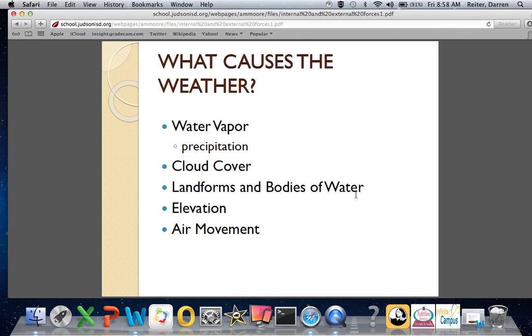Now, many things cause the weather, though, and our end result of all this is we're going to look at climate regions across all the continents and across the earth. And you're actually on Monday going to work on a world climate region map that kind of walks you through some of these things too. But here are the items that actually cause the weather. How much water vapor do you have? So how much precipitation? And that precipitation can be rain, it could be snow, it could be a variety of water. You have your cloud cover, you have your landforms, body waters, you have your elevation, how much you are above sea level, and then you have your air movement also.